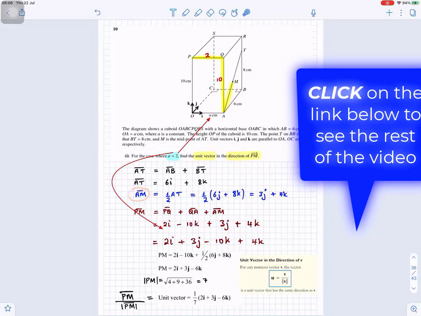AM is half AT, which is half of 6I plus 8K, which is 3I plus 4K. Half of 6 is 3, half of 8 is 4. PM is equal to PQ plus QA plus AM.